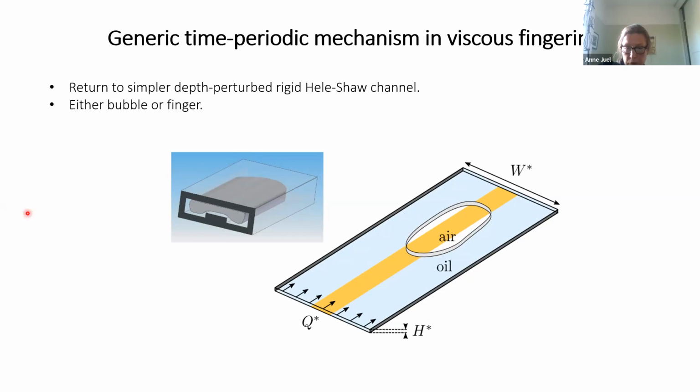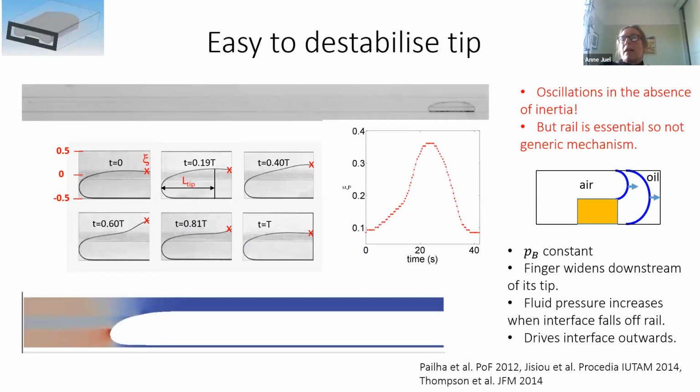We return to the depth perturbed one, and we look at this system where we have a rigid channel with a thin rail, and that's easy to destabilize. So here's an example. You get a little bubble. You can see that it spontaneously destabilizes. And here, in this case, it is very much the tip of the finger that keeps on essentially falling over the rail. And you can do this numerically as well.